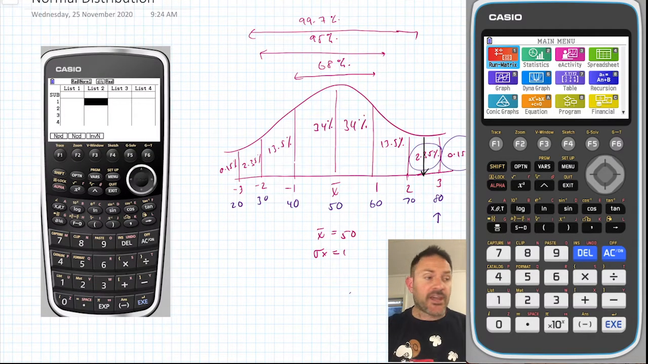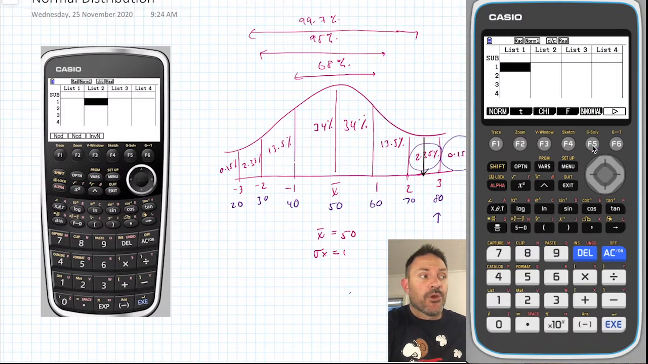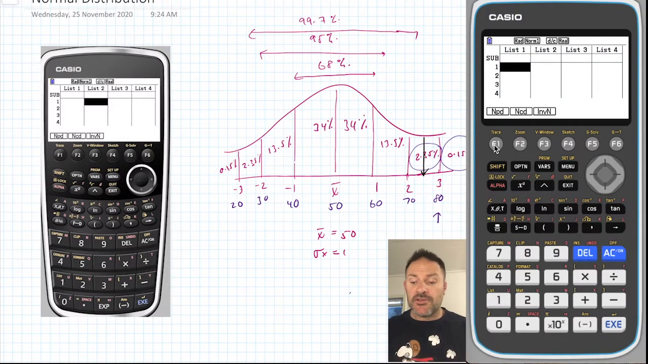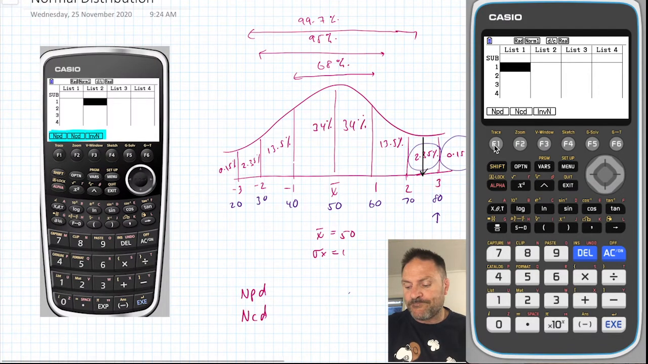Your calculator mode, as you can see here on the screen, is the statistics mode. We're looking at distribution, of course, and we're looking at normal distribution. When you choose that screen, we're going to have these 3 options: the NPD, the NCD, and the inverse norm. That's really important for us.